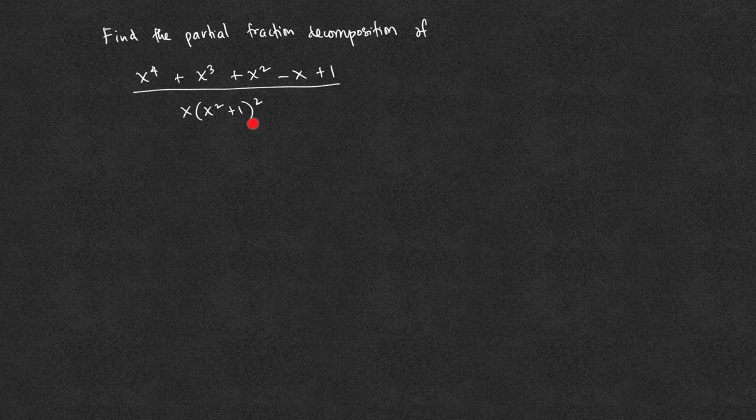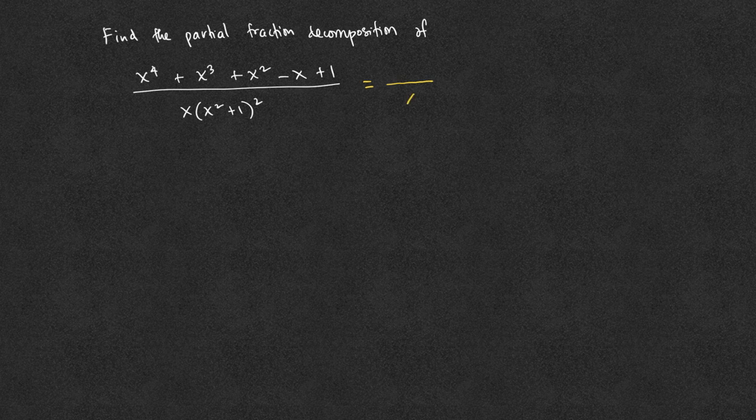In the denominator, we see that there is a linear factor x and an irreducible quadratic x squared plus 1, because x squared plus 1 can never be 0. And also, this irreducible quadratic factor is being repeated 2 times. The first step is to set up the form of the partial fraction decomposition.